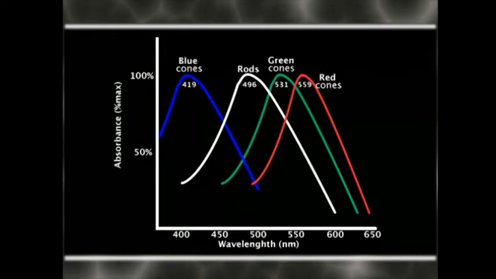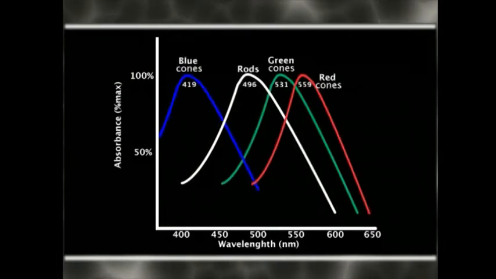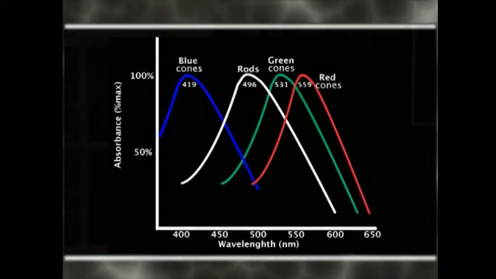I want you to notice that there's actually a lot of overlap. And I've also shown the absorption of rods on here to show you that rods maximally absorb light at a particular wavelength as well. Now, there are different kinds of cones, and these specific different kinds of cones are not distributed equally in the retina. And this is one of the reasons why seeing blue is so interesting.